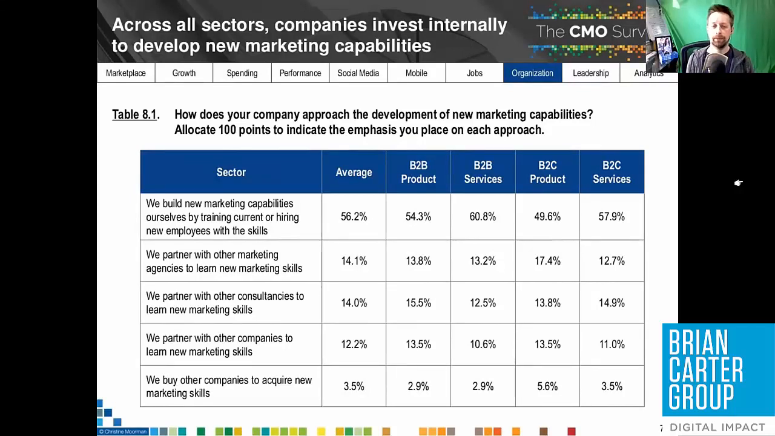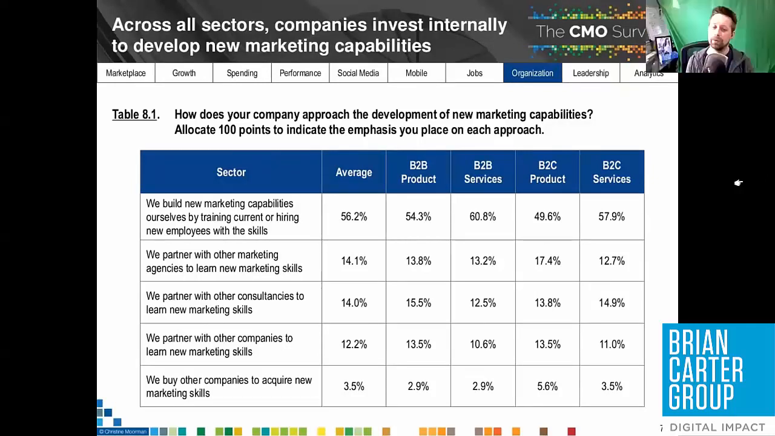How does your company approach the development of new marketing capabilities? Allocate 100 points to indicate the emphasis you place on each approach. Wow. Okay, so either we build new marketing capabilities ourselves by training current or hiring new employees with the skills. We partner with other marketing agencies to learn new marketing skills. We partner with other consultancies. We partner with other companies, or we buy other companies.